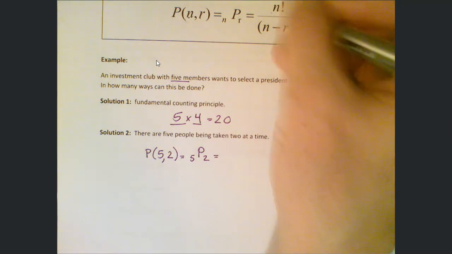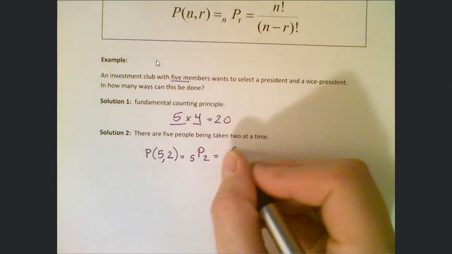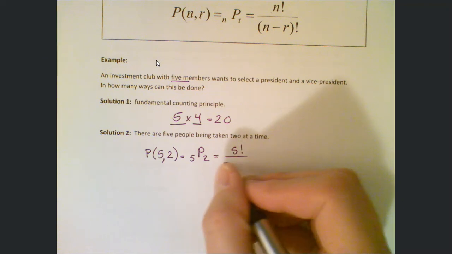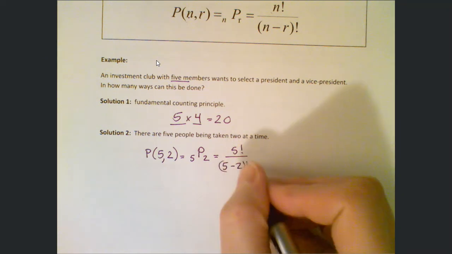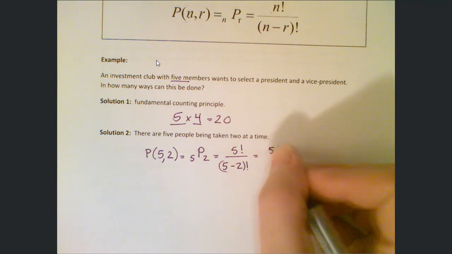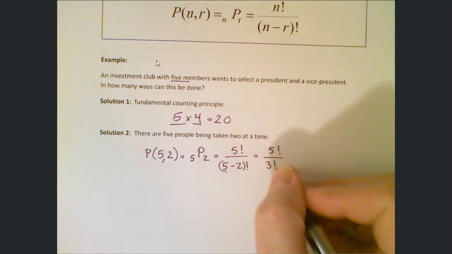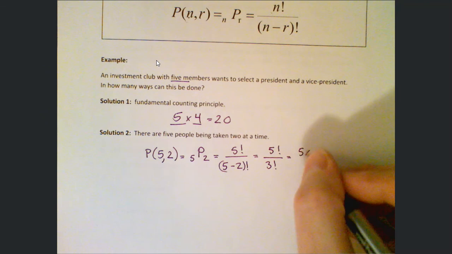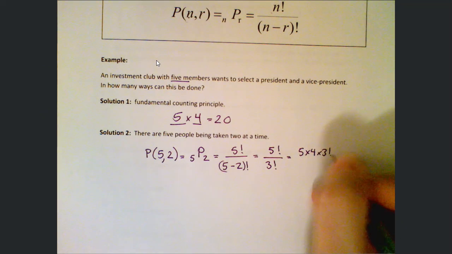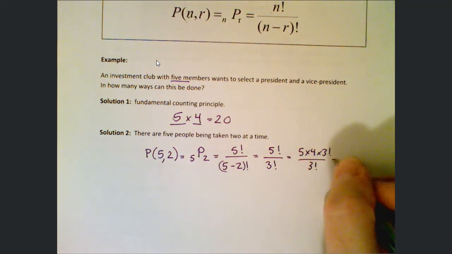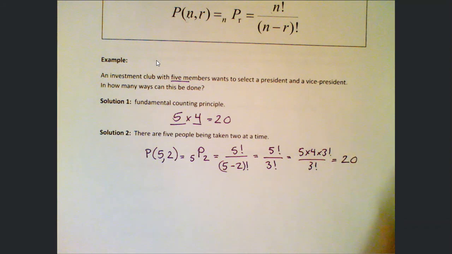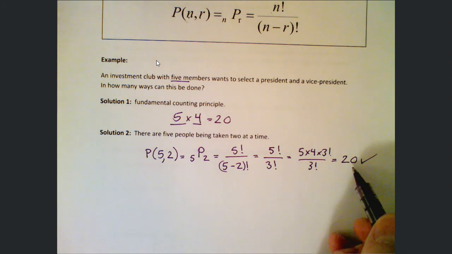And we use our formula up here, and we say, well, that's 5 factorial over 5 minus 2 factorial, which is, and that's just 5 times 4 times 3 factorial, which is 20, the same answer. So there's a lot happening here, and you can see that you get to the same solution of 20.